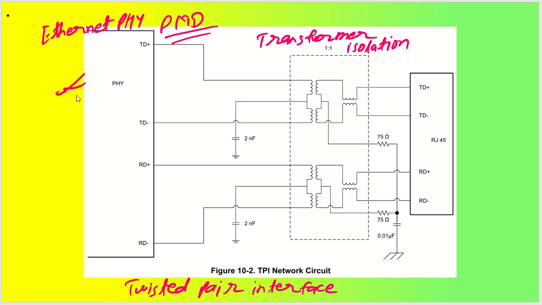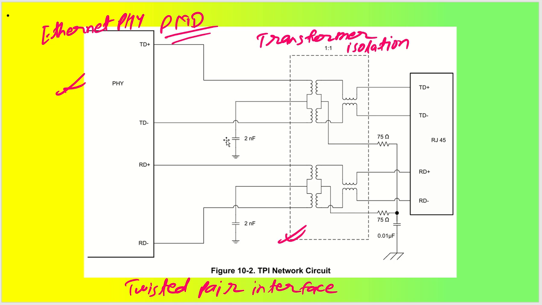As you can see here, the Ethernet PHY has transmit data lines in differential form, that will be TXD plus and TXD minus. Similarly, the receive data lines are differential, RD plus and RD minus. After this transformer isolation, this gets connected to the RJ45 connection. These days RJ45 connectors come with built-in filters, so this would actually be inside the connector, but I have connected it separately right now.